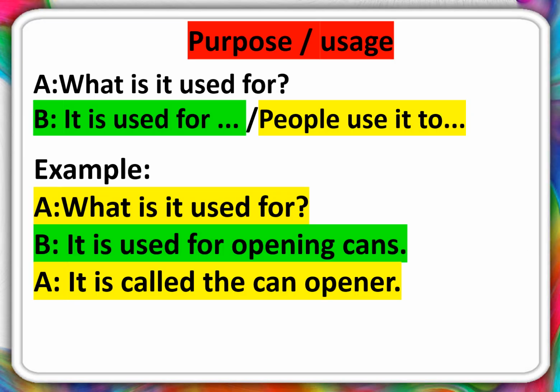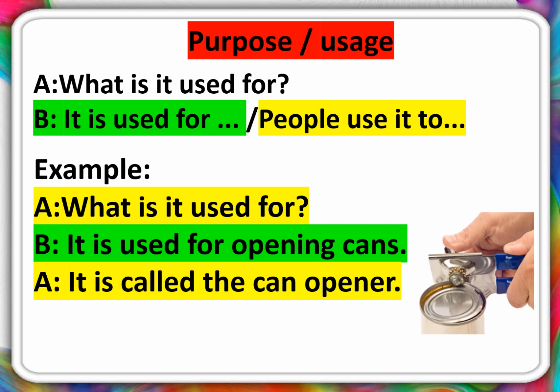Brilliant. Okay, now telling the purpose or the usage of an item or an object might be very helpful also. Let's see this example. What is it used for? It is used for opening cans. It is called the can opener. So giving the usage or telling the purpose of an item might also be very helpful to the listener to identify the item or the object you are talking about.